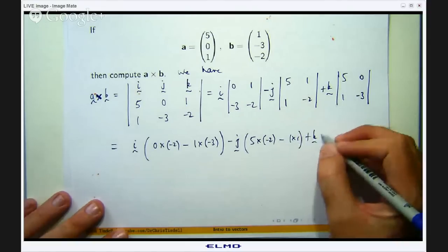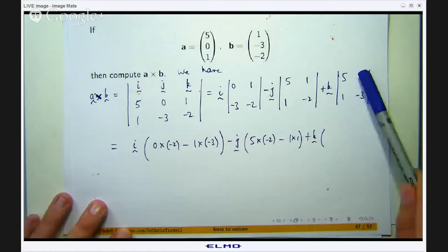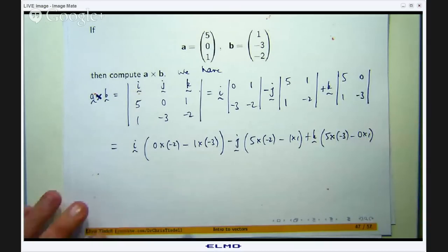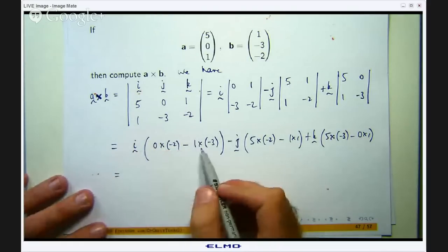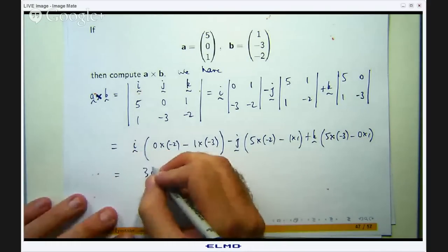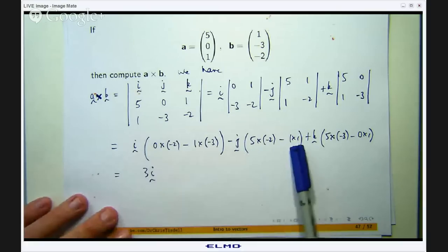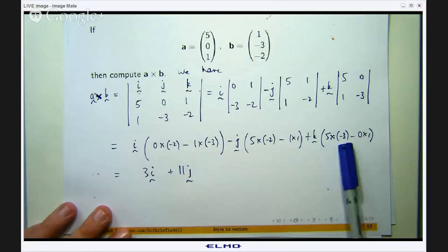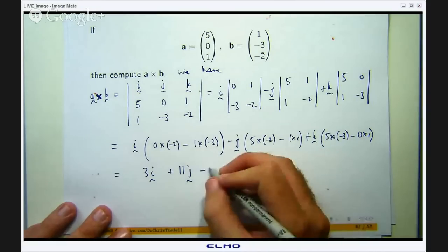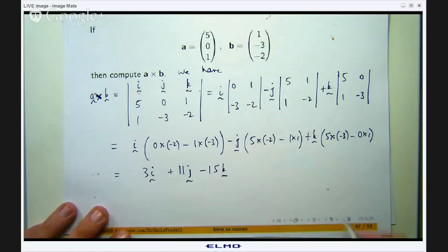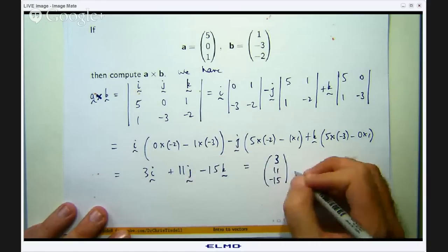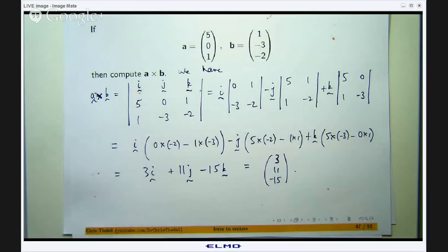5 times negative 3 minus 0 times 1. So all we need to do now is simplify what's in those brackets, and then I'll have a vector as my answer. So I've got 0 plus 3, so I'm going to get 3i. Here I'm going to get negative 10 minus 1, and I've got a negative sign out there, so that'll reduce to plus 11j. Negative 15 minus 0, so I get negative 15k. If you wanted to write that as a column vector, it would be 3, 11, negative 15.